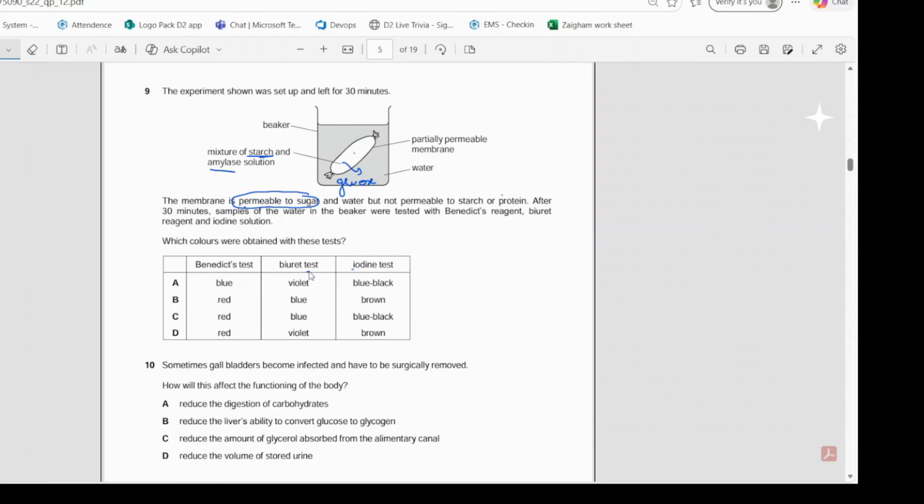Wait, what is the negative test for blue? Again, what is the negative test of iodine?